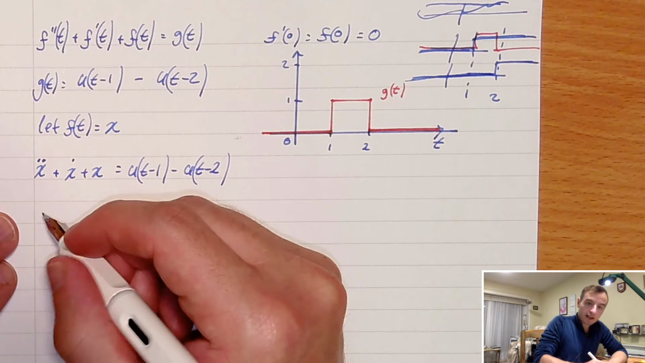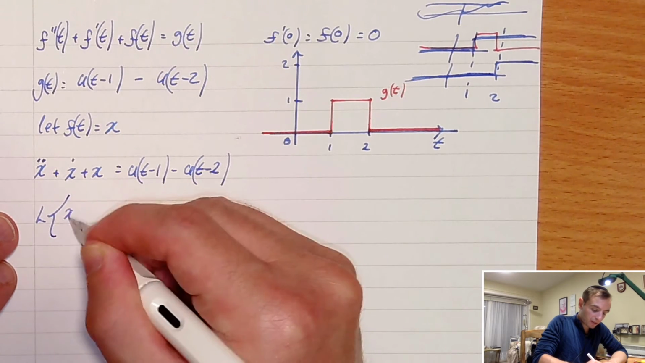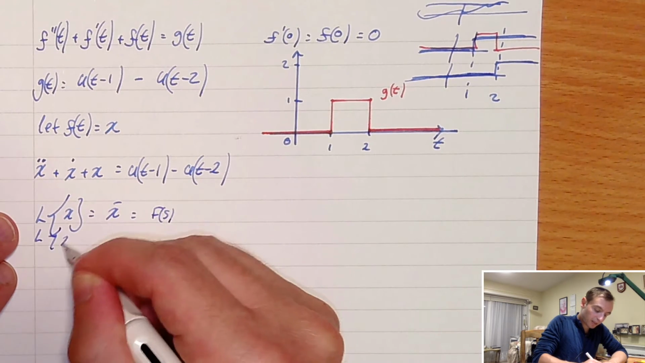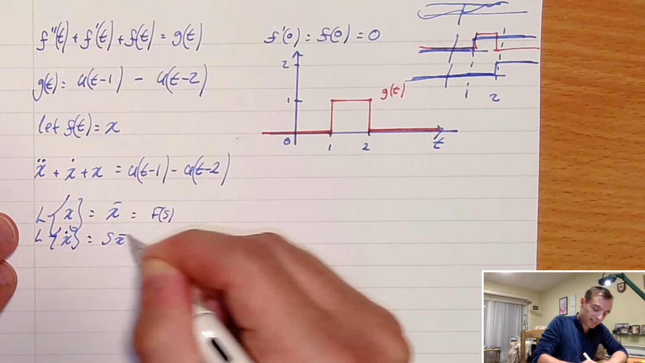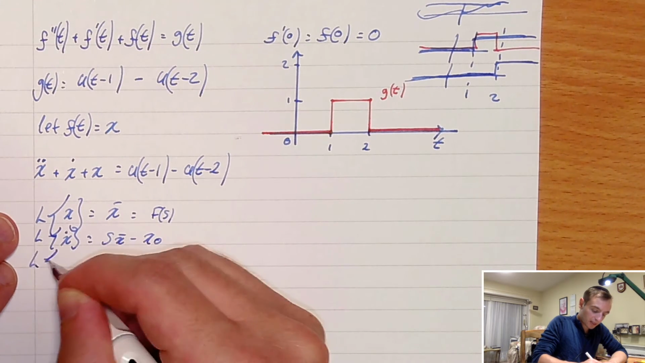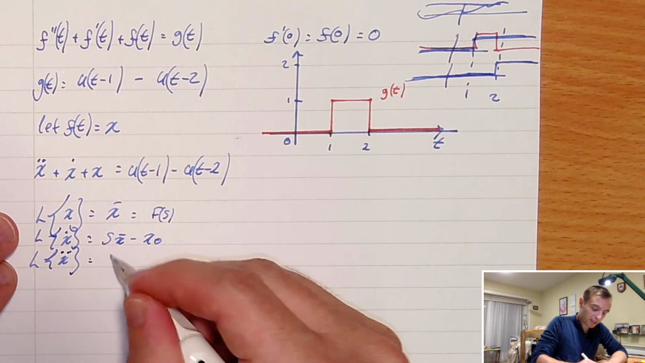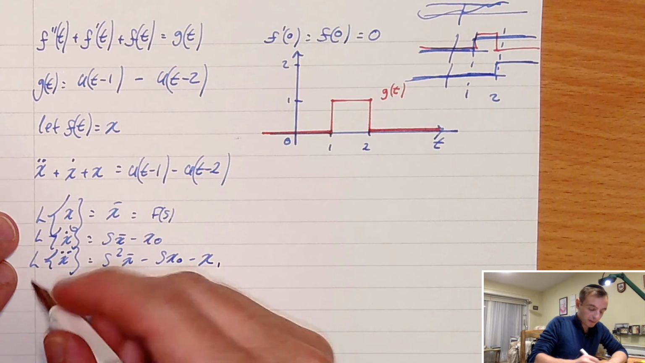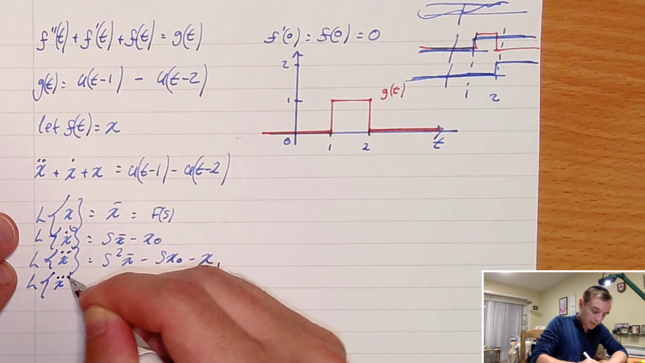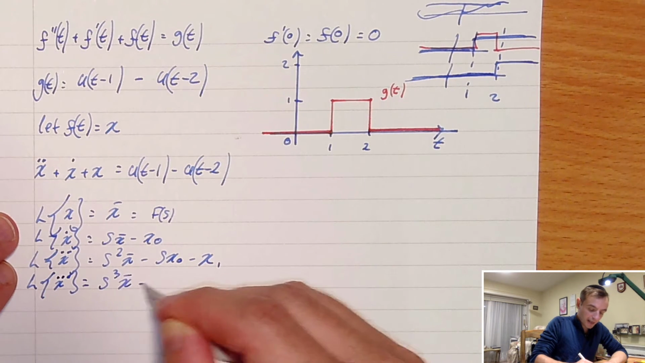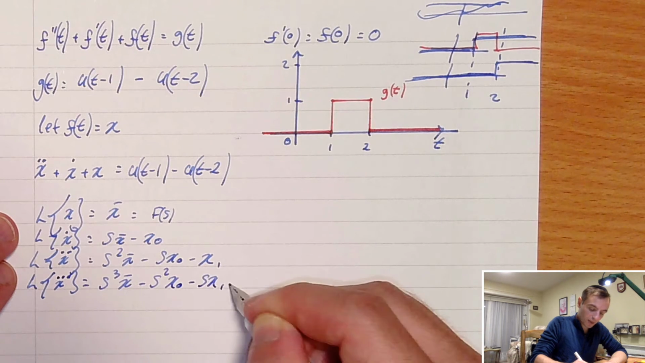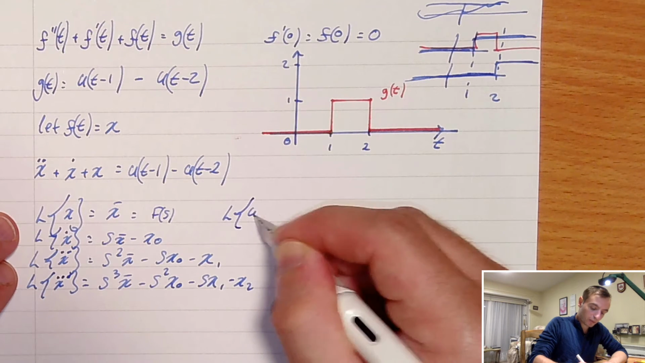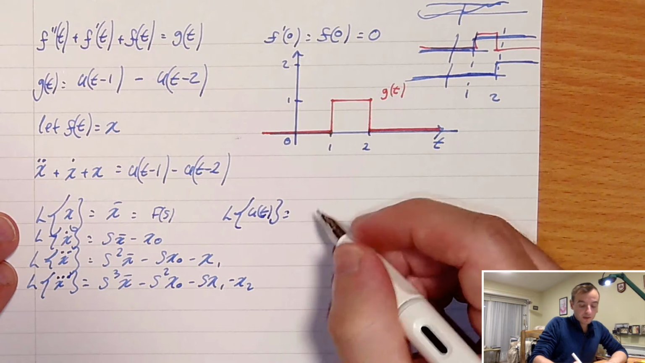Okay, and then we can write down the Laplace transforms that we know. The Laplace transform of x is x bar, and that's just going to be f of s. Then the Laplace transform of the first derivative of the function is going to be s x bar minus x naught. The Laplace transform of the second derivative is going to be s squared x bar minus s x naught minus x1. And I'm just going to write the next one, not that we'll need it, but it's good for practice. The third derivative is going to be s cubed x bar minus s squared x naught minus s x1 minus x2.